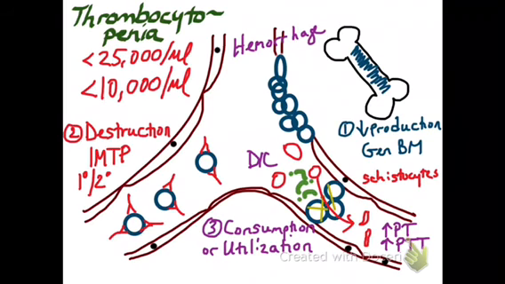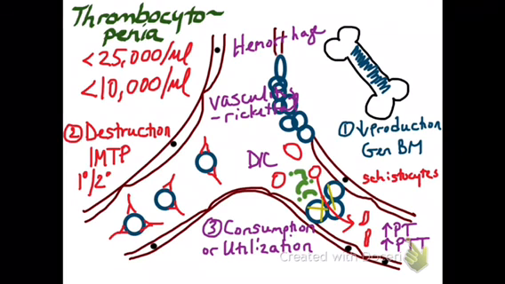The third cause of consumption or utilization is vasculitis, and there's lots of different etiologies for vasculitis, but one of them in particular is the rickettsial agents. Remember, rickettsial agents was a cause of immune-mediated thrombocytopenia. Well, there's also thought to be a vasculitis etiology as well.